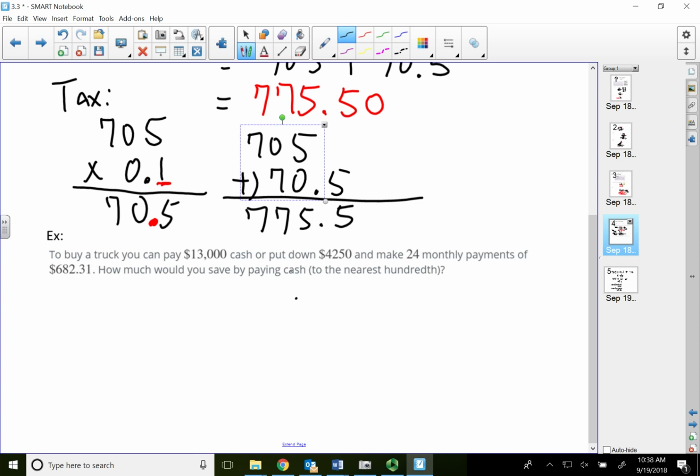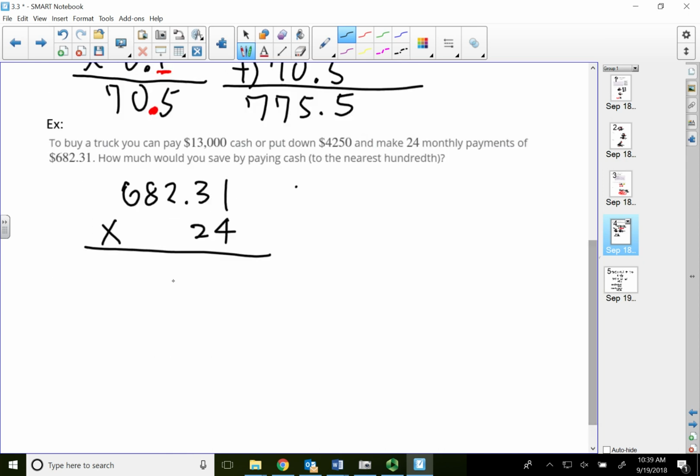You put $4,250 down, and we're going to make 24 monthly payments of $682.31. So we can take 682.31 times 24 payments, because that answer will tell me the total amount of money I will pay from the payments themselves. Then if I add the down payment, that number will tell me the total amount of money I paid using the payment arrangement.